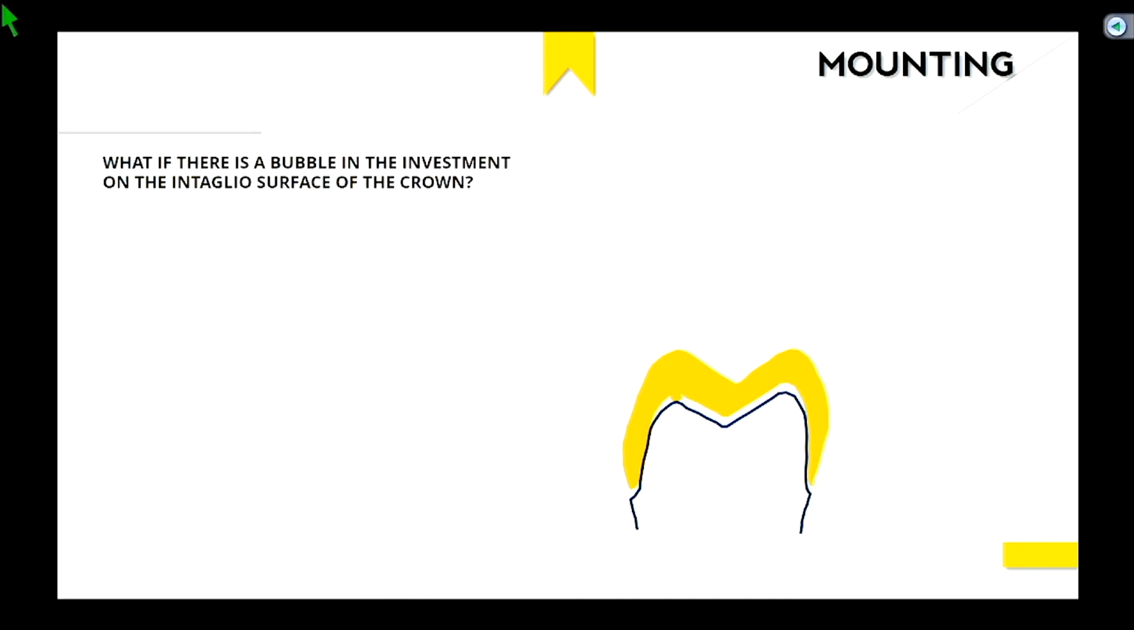So this will be an example of a test question. We'll paint the scenario. There's an air bubble trapped on the intaglio surface of the crown before or during the investment procedure. What's going to happen to your crown when you try to seat it? So the answer in this scenario would be, well, it would be in hyperocclusion and open margin. Right, assuming that you didn't correct for this error.